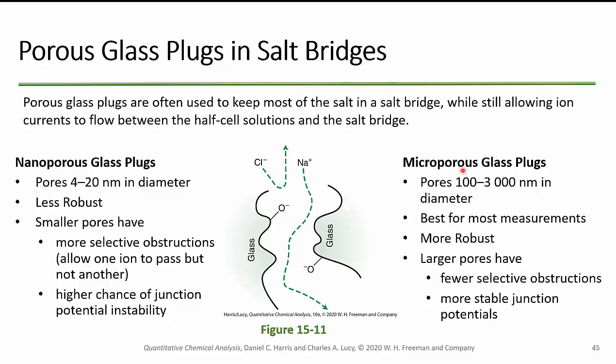Now, you might have wondered when it said selective obstructions, and you see this guy is rejecting chlorine but allowing sodium to go through, you're doing a physical separation process. And you might say, hey, is that something that we can exploit and take advantage of to make a selective surface? And the answer is yes. Yes, we can.